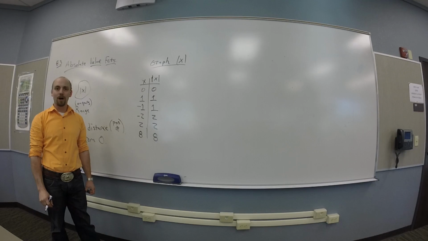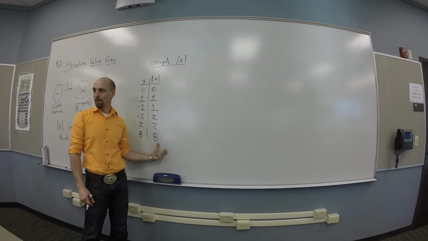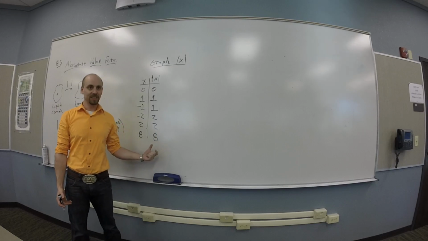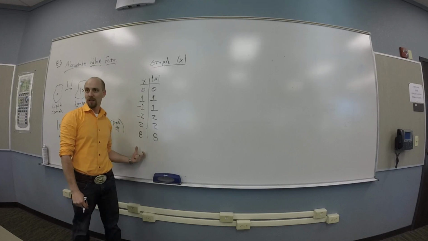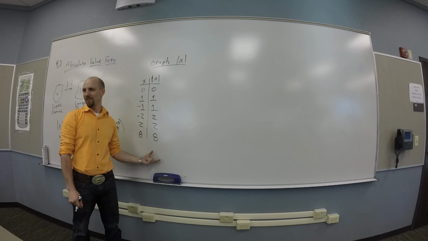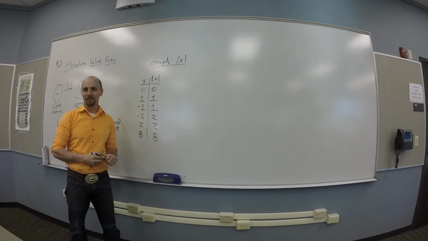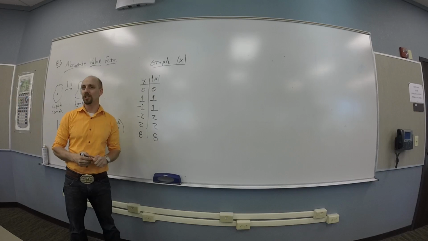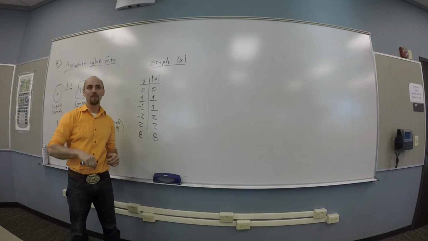If I put any positive number in this thing, what's the output? The same positive number. What about if I put a negative number in it? Positive that number. But that number was negative. How do you make a negative number positive? Multiply by negative 1, which doesn't change how far it is from 0.